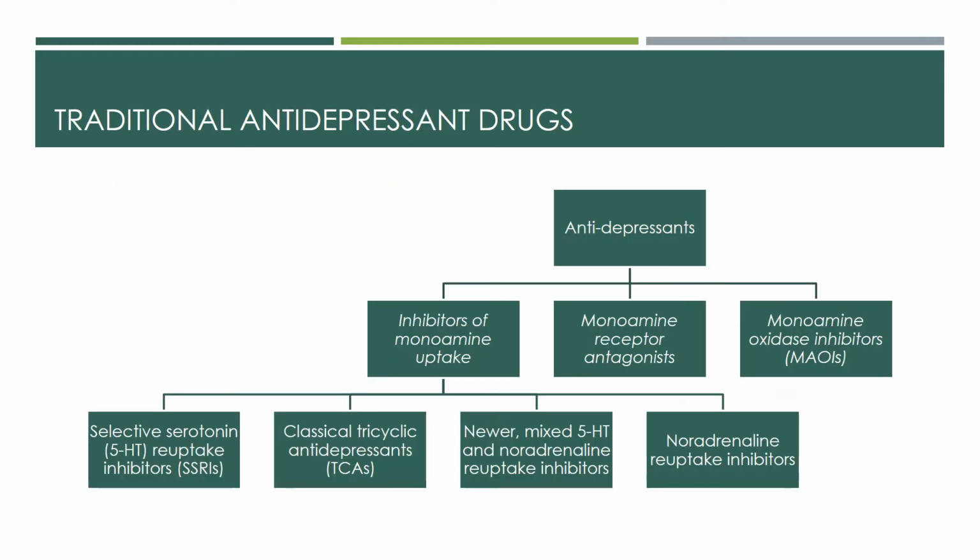Traditional antidepressant drugs. The antidepressant drugs include the inhibitors of monoamine uptake, monoamine receptor antagonists, and monoamine oxidase inhibitors, which are said to be MAO inhibitors. The inhibitors of monoamine uptake are the selective serotonin reuptake inhibitors, also called SSRIs, classical tricyclic antidepressants, also called TCAs, newer mixed 5-HT and noradrenaline reuptake inhibitors, and the noradrenaline reuptake inhibitors.